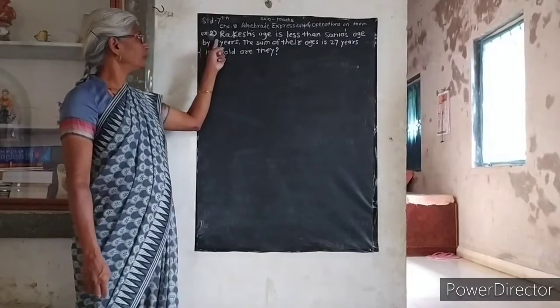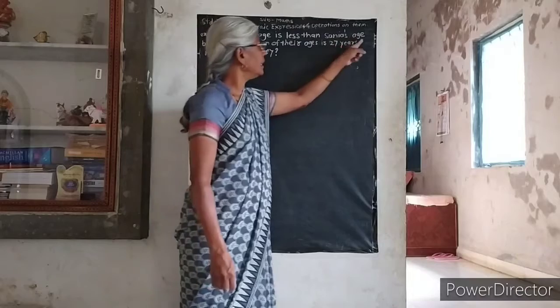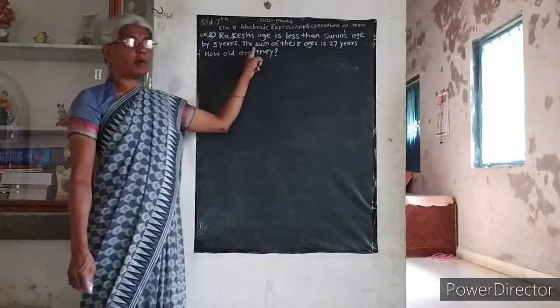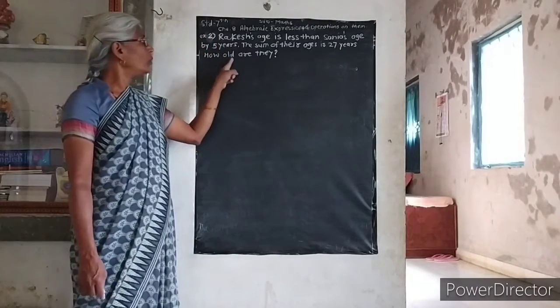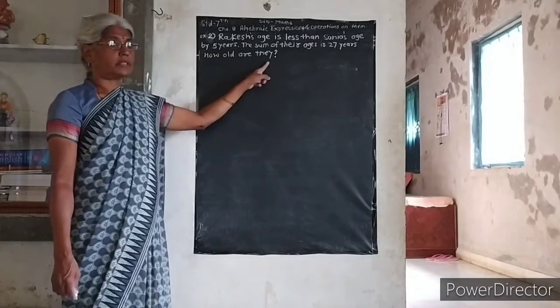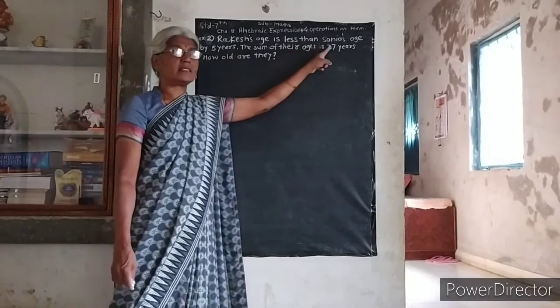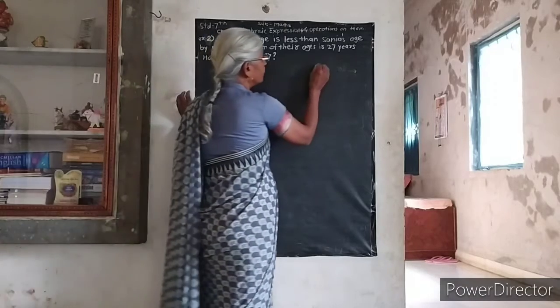Example number 2. Rakesh's age is less than Sania's age by 5 years. The sum of their ages is 27 years. How old are they? Means find the age of Rakesh as well as Sania. Then observe here.